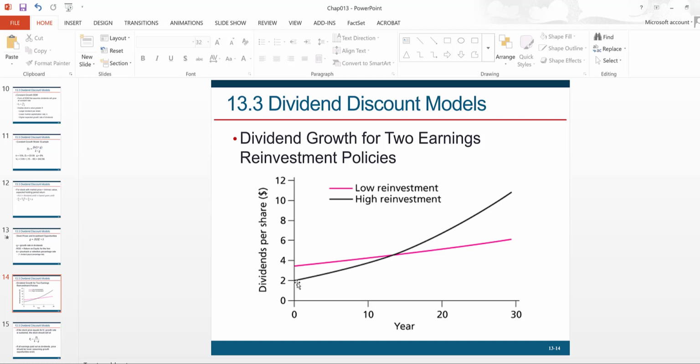The other firm has low dividend, but because this firm with high reinvestment is expected to grow at a rapid pace compared to the low reinvestment firm, at some point in the future we would expect that its dividend would surpass that of the low reinvestment firm. So even though the low reinvestment firm might have higher dividend today, we expect that at some point this high reinvestment firm would surpass that dividend by growing at a much higher rate. Okay.